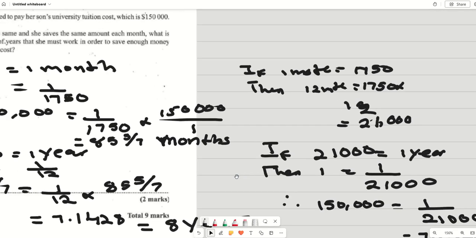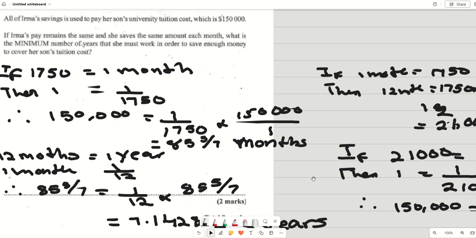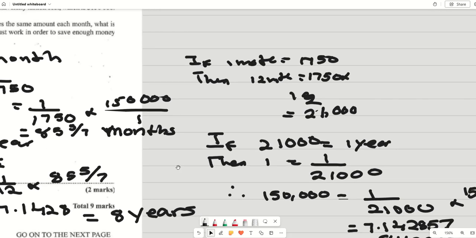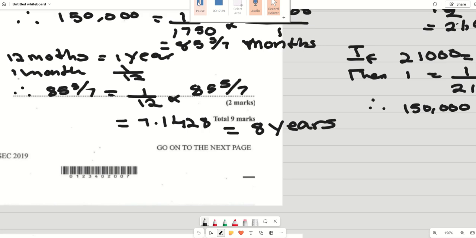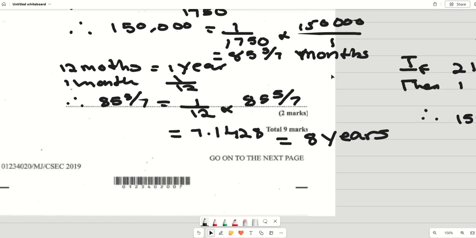The first way, you deal with the months, and then you change months to years. And then the second way, you deal with how much for 1 year, right? And then after you find the number of years. Right, and this is the end of May, June 2019.